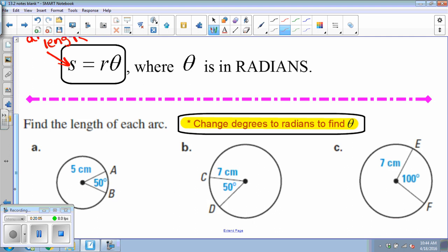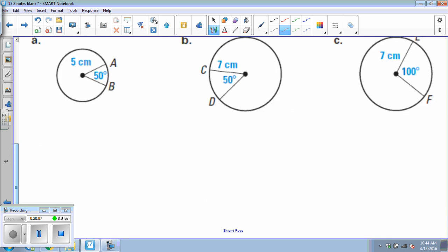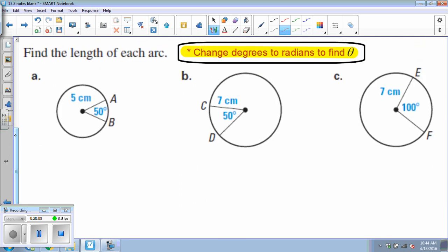Let's look at a few problems. It says find the length of each arc. If you see the word length, that means you need to use your arc length formula. S equals R times theta. Always write down the formula first. Look at the question. What are they asking me to do? They're asking for the length of the arc, so write down the arc length formula first.